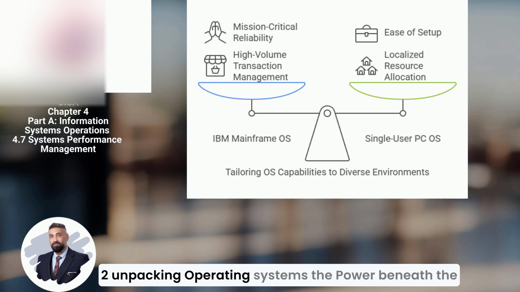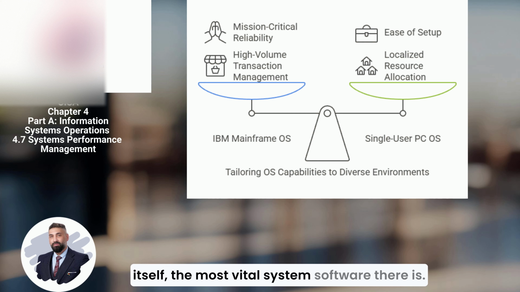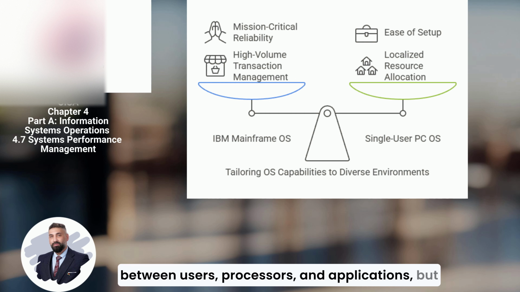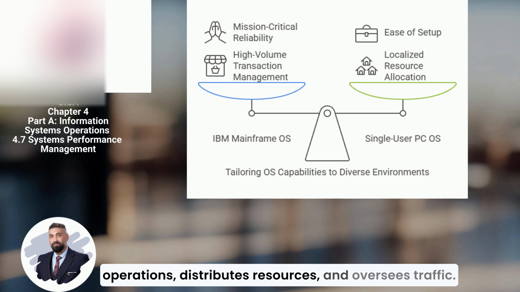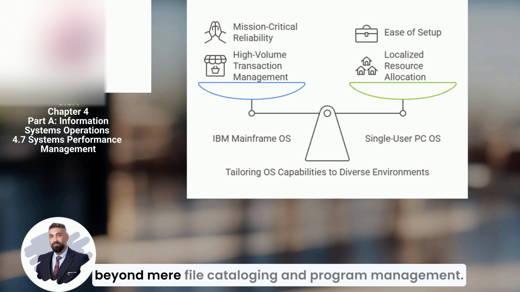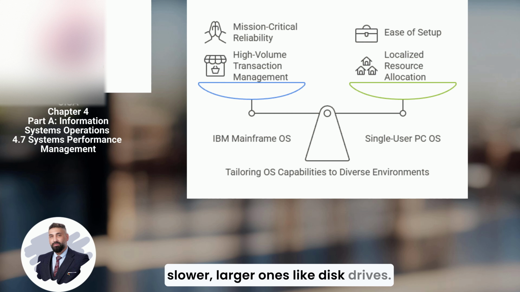2. Unpacking operating systems, the power beneath the surface. Now let's zoom in on the OS itself, the most vital system software there is. Not only is it the bridge between users, processors, and applications, but it's the governing entity that schedules operations, distributes resources, and oversees traffic like a city's busiest intersection. Modern operating systems have come a long way, evolving beyond mere file cataloging and program management. For instance, today's OSs leverage virtual memory storage techniques to bridge the gap between smaller, faster working memories, like cache, and slower, larger ones, like disk drives.